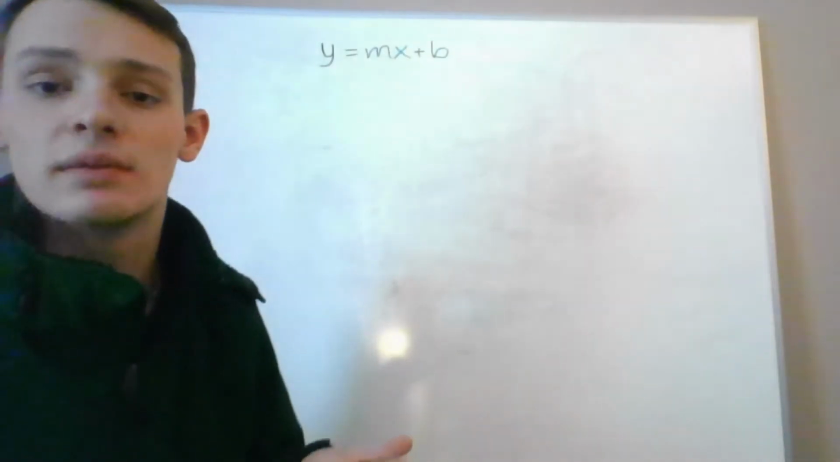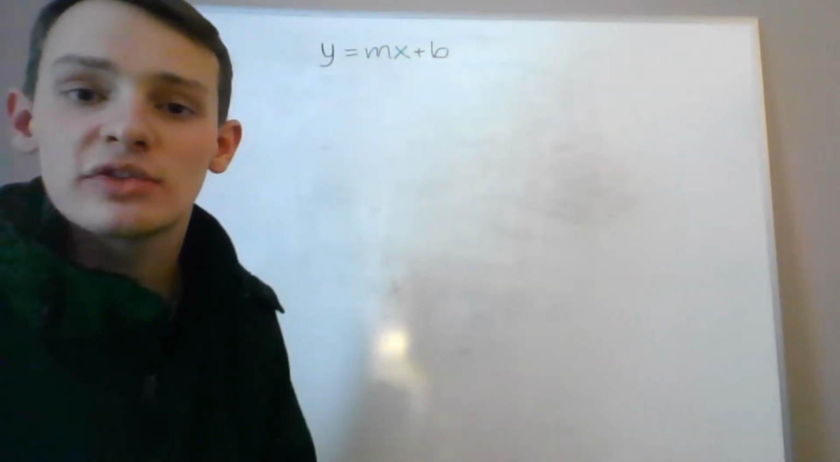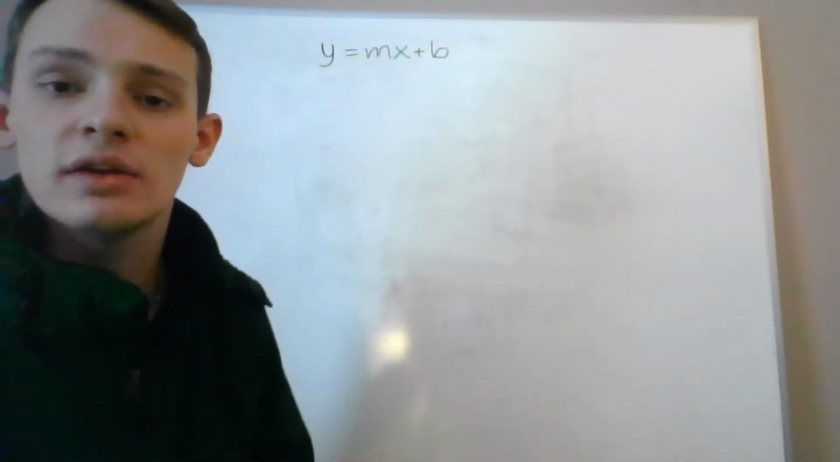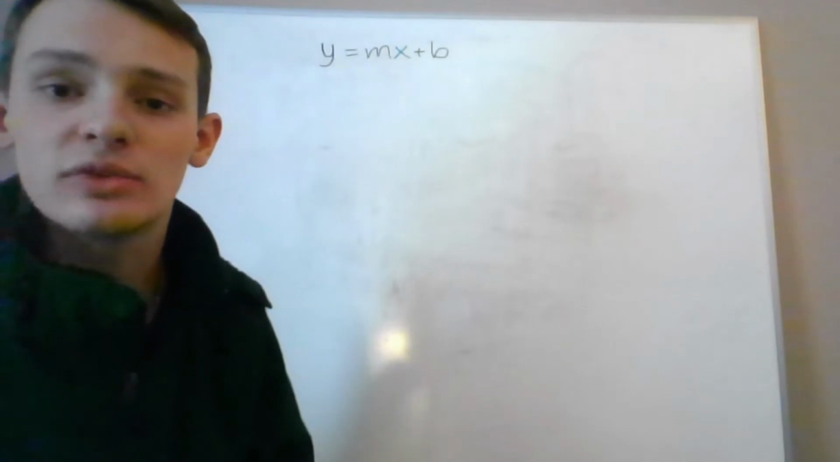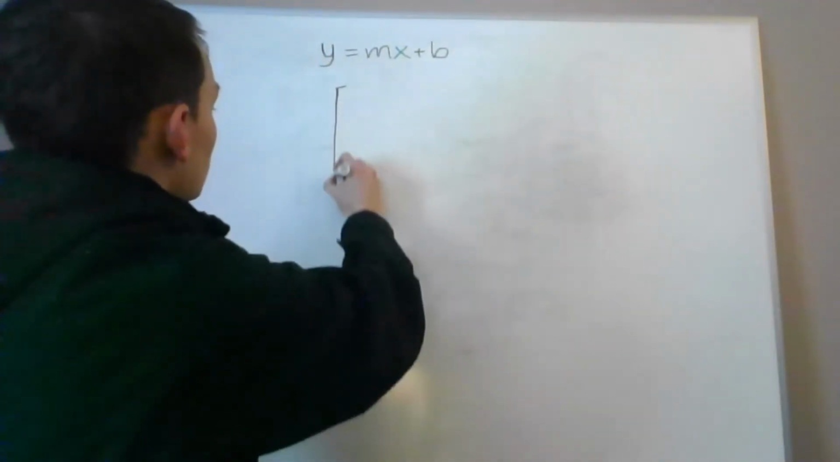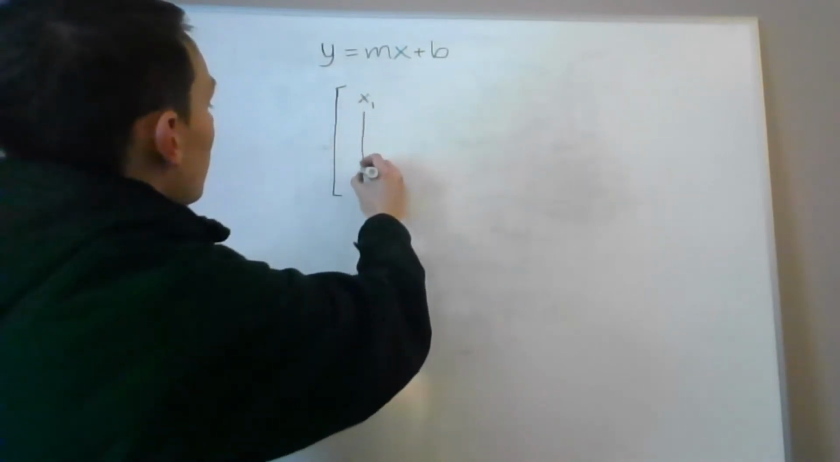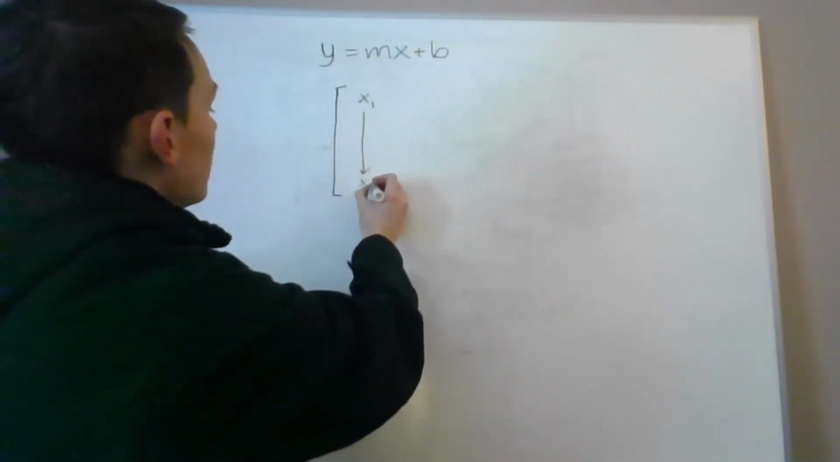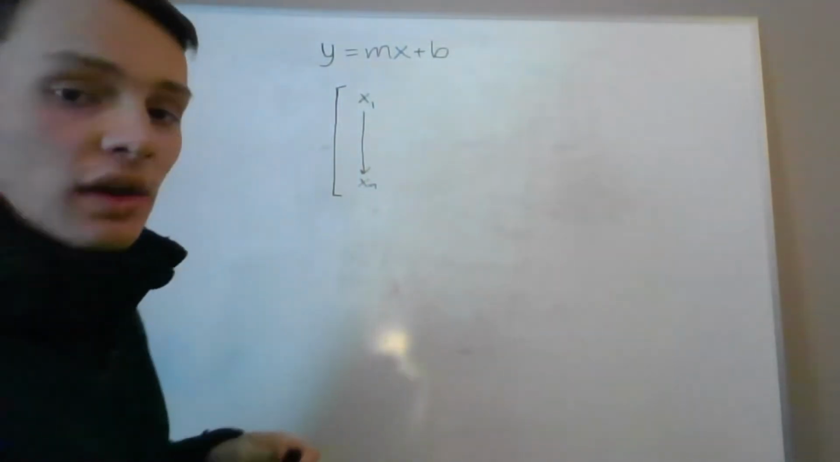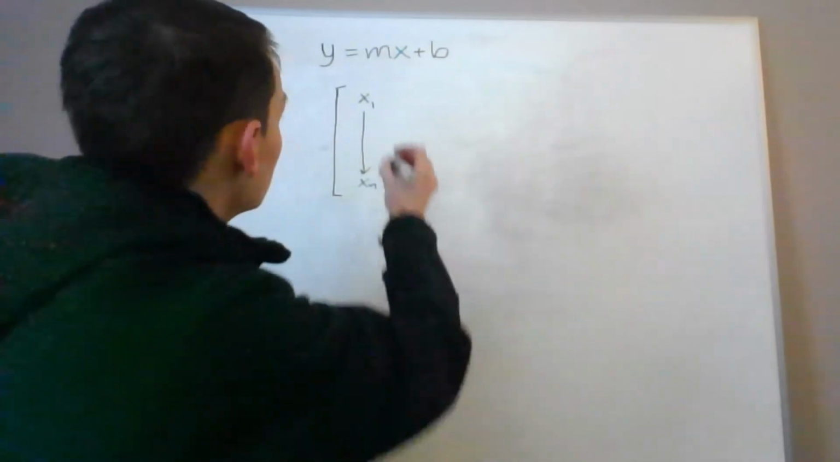Now we're ready to start making our matrices. So I'm going to begin with the design matrix. In the first column, I'm going to store all of my x values, which could be any number of x values here. So I'll start with the first x value, and then that will go all the way down this column to the nth x value. And then I'm also going to make a column of ones.